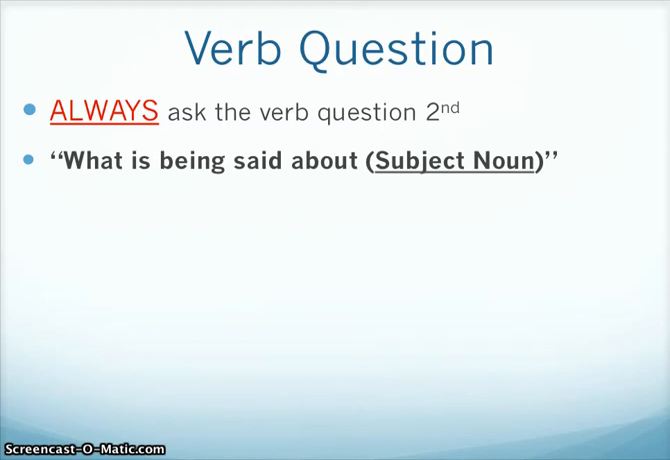And the verb question is always going to be, what is being said about? And then you fill in the blank with whatever you identified as your subject in the subject question. So again, let's take our examples. So sentence number 1, girls danced. We would have asked the question, who danced, and identified girls as our subject. And then our verb question would be, what is being said about girls? And the answer would be danced, and we would have identified our verb.